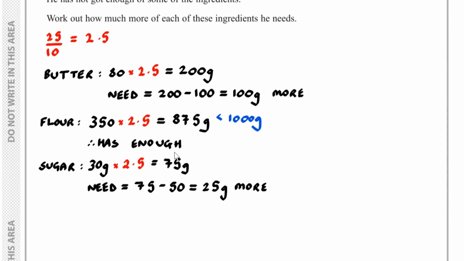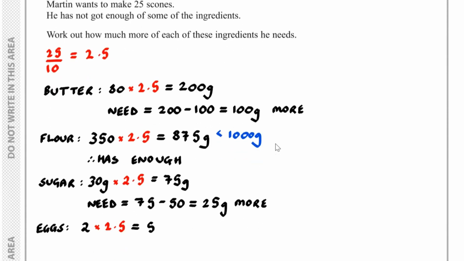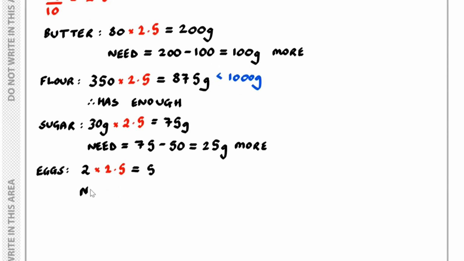And if we take a look at the eggs, we've got 2 eggs so far. And if I multiply by 2.5, we need 5 eggs. How many eggs do we have so far? We've got 4 eggs so far, so the amount we need, we've got 5 subtract 4, which is 1, so we need 1 more egg.